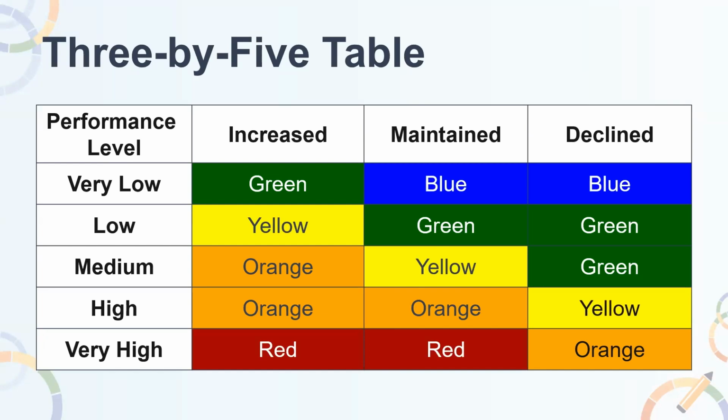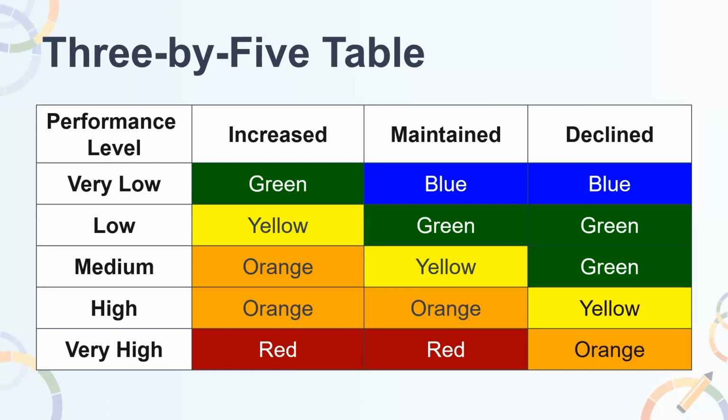a status of very low with a change of increase, a status of low with a change of maintained or a change of decline, or a status of medium with a change of decline. To receive a yellow performance level, an LEA, school, or student group would need one of the following combinations: a status of low with a change of increased, a status of medium with a change of maintained, or a status of high with a change of decline.